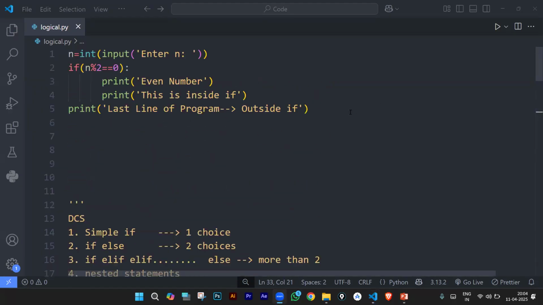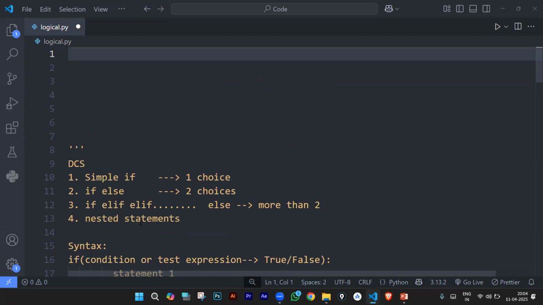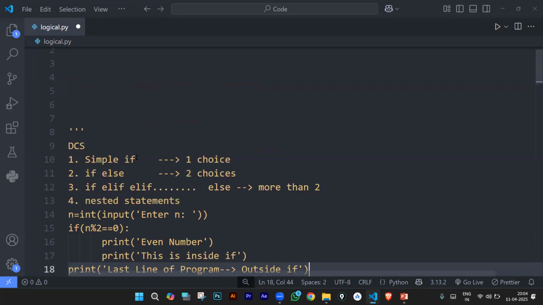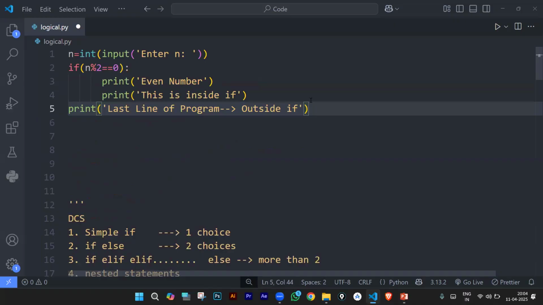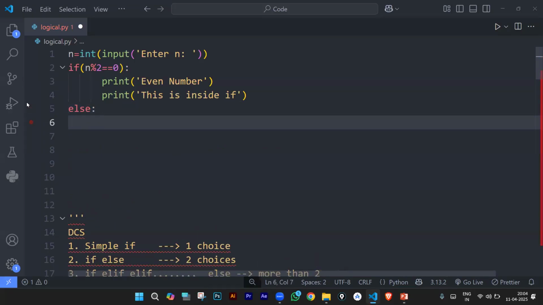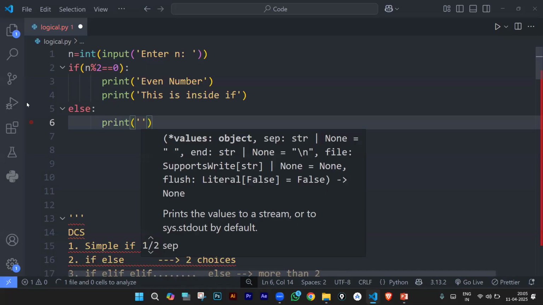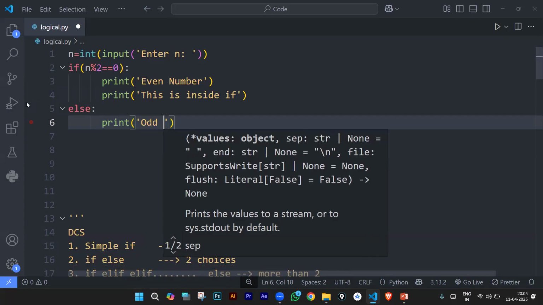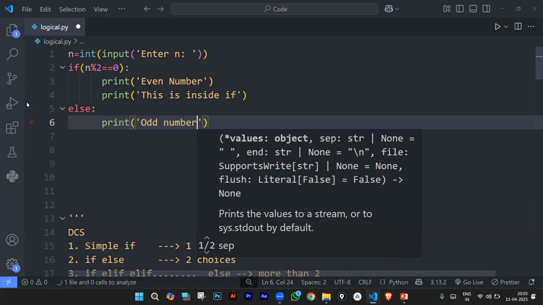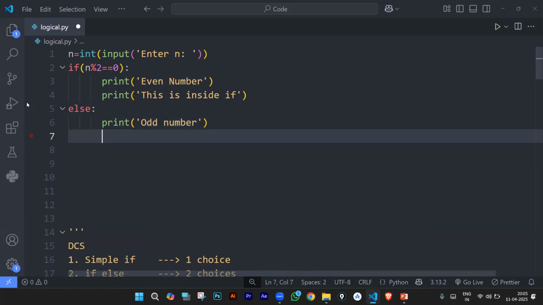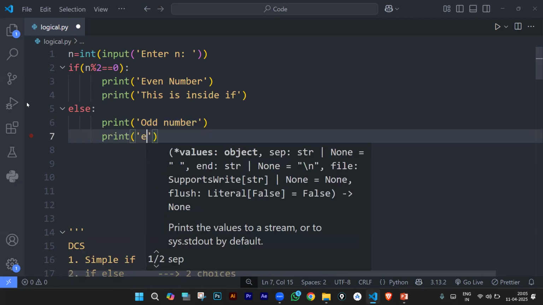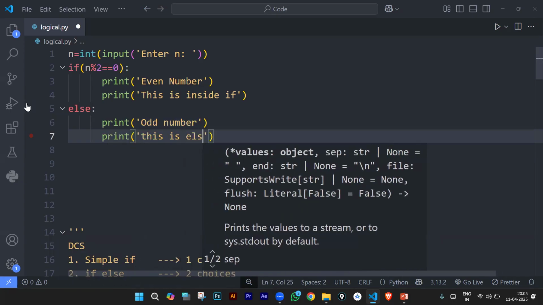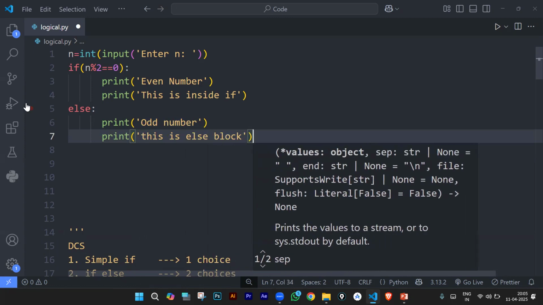Now let's see. I'll cut it out and paste it here. So if this doesn't work, I need to go with else. And same thing, give any level of indentation you want. If the number is not even, then obviously it is going to be an odd number. Done. So I can also have one more print statement. This is else block.